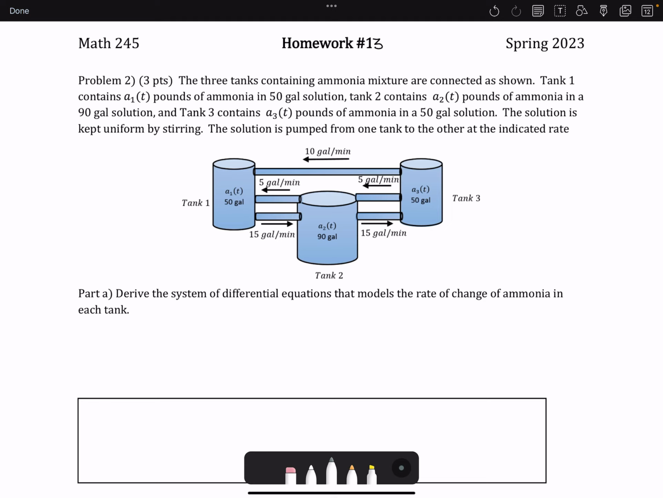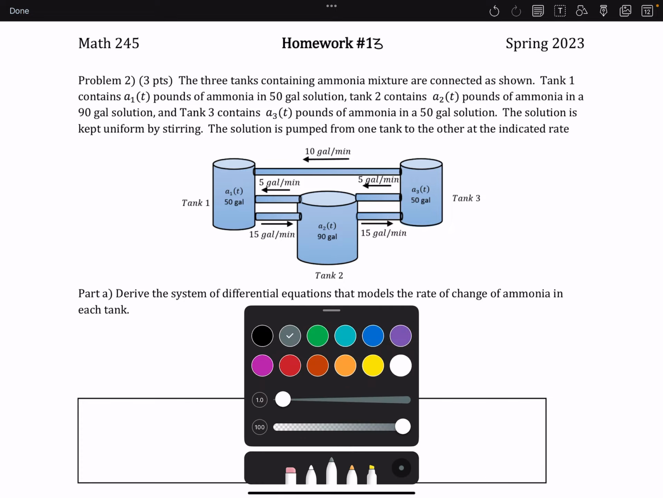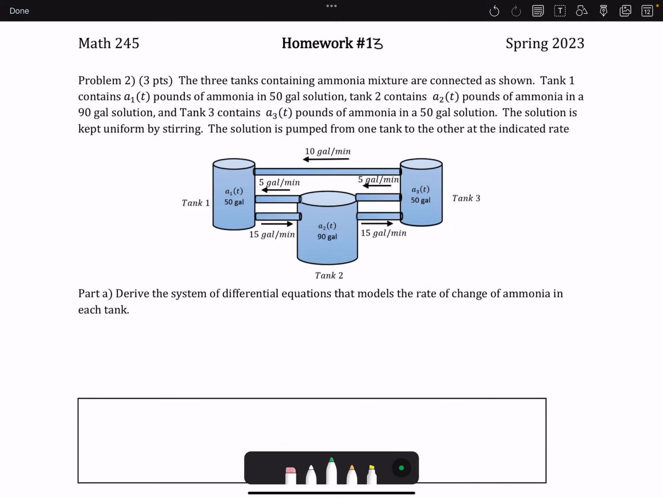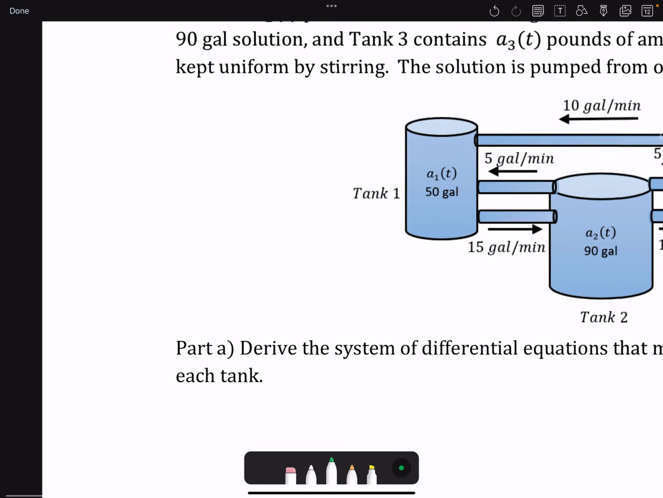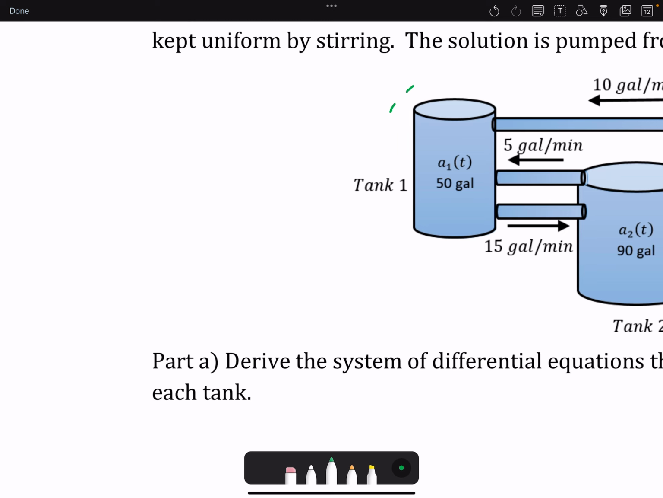The solution is pumped from one tank to the other at the indicated rates. Derive the system of differential equations that models the rate of change of ammonia in each tank. So what I'm going to do is color code it, because I feel like color coding things today. So let's focus just on tank 1.